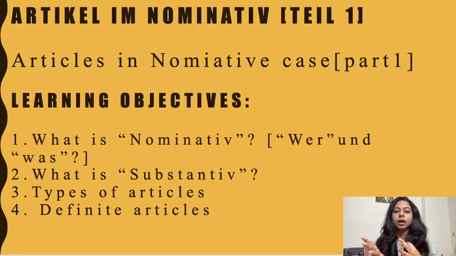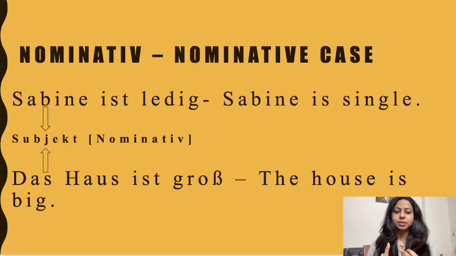Now, articles in the nominative case. What is nominative? Wer und was. So in this video, we will be doing definite articles, as I just said. The learning objectives for today's video are: what is nominative, wer und was, what is substantive, types of articles, and definite articles.